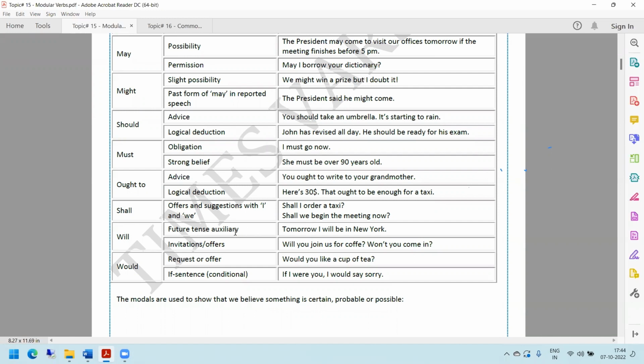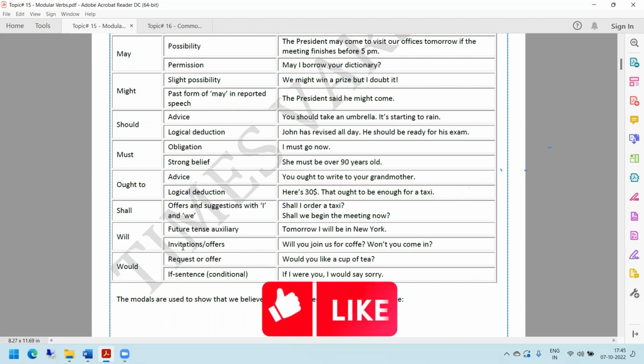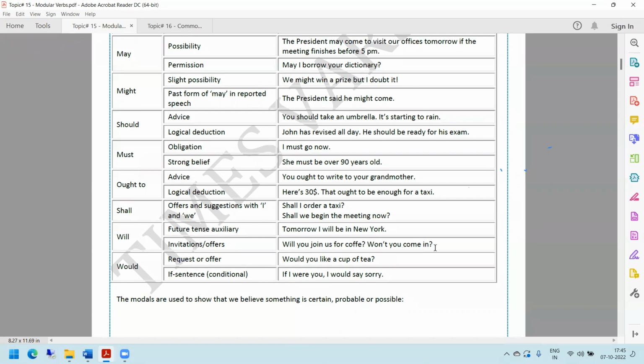Will: future tense auxiliary. Will is used as a helping verb in the future tense. Tomorrow I will be in New York. Will is also used for invitations and offers, like, will you join us for coffee? Here it is an invitation. Won't you come in? Right?